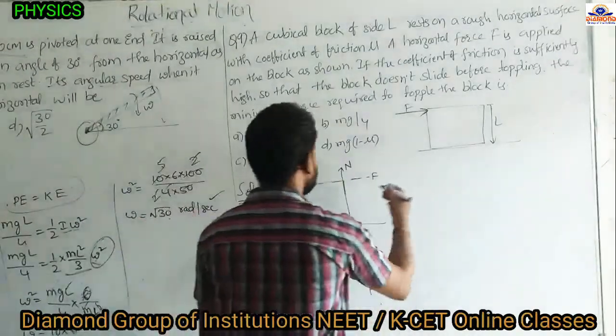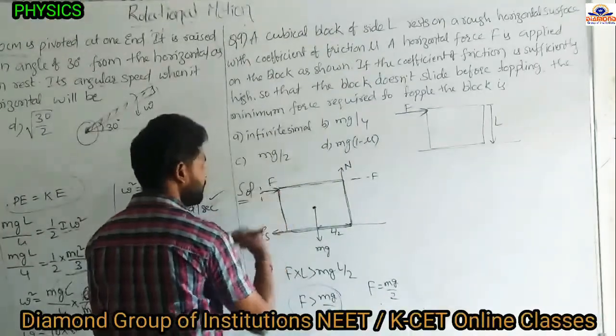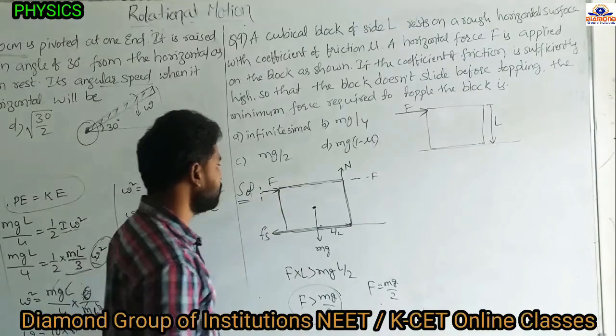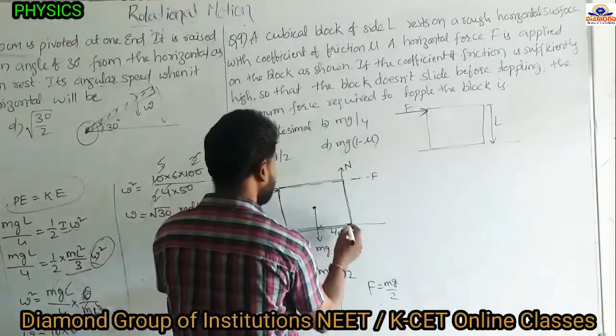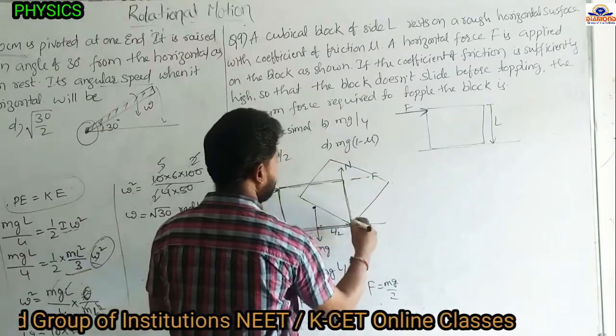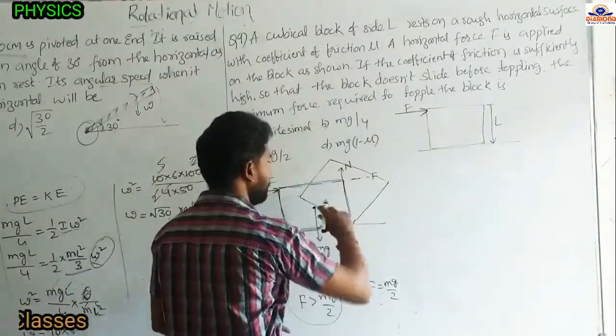Okay, so I have redrawn the diagram. This is the block. Now the force F is acting on this one. It is not sliding, it is toppling. So finally what will happen? This will shift like this. Okay, like this. The block is there. If you apply the force, it is toppling with respect to this edge.